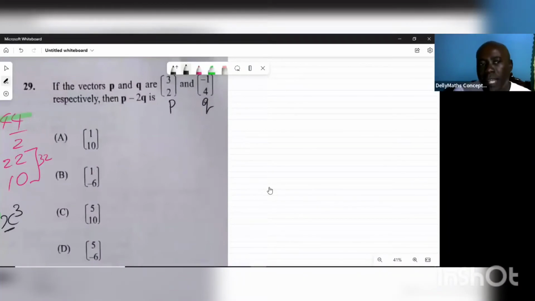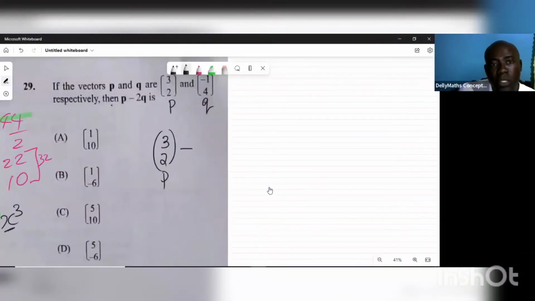Now they're saying then P minus 2Q is what? Well, let's just go and do our thing. P is 3, 2. This is P. And we're supposed to minus 2Q.